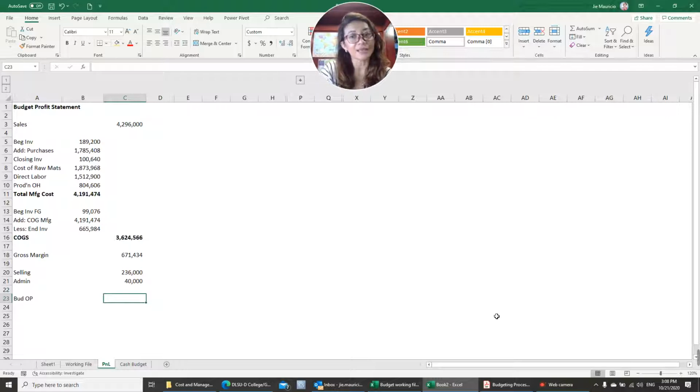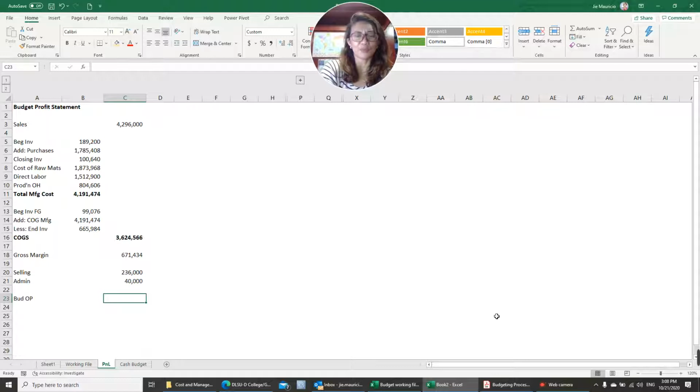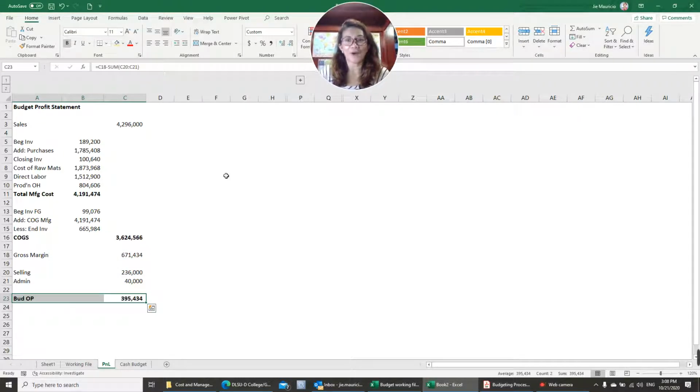So having said that, we now have our budget profit statement. Excuse me. So gross margin minus, why do I keep on using the formula sum? So gross margin less the sum of selling and administrative expense. Okay, I hope you got the same numbers as I have computed. So we have the P&L.